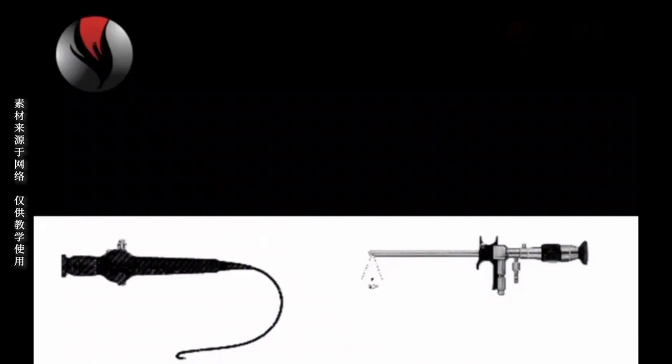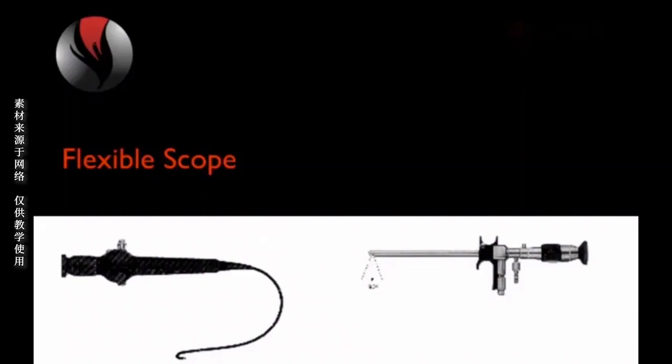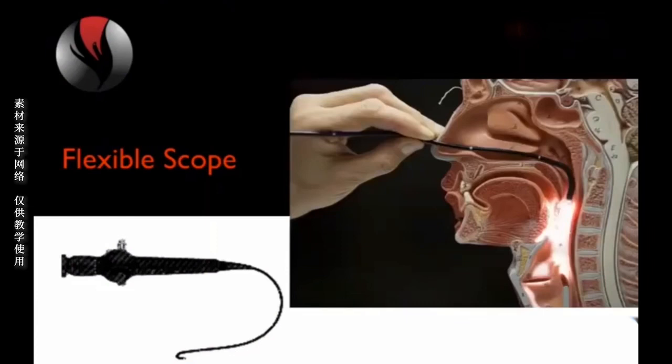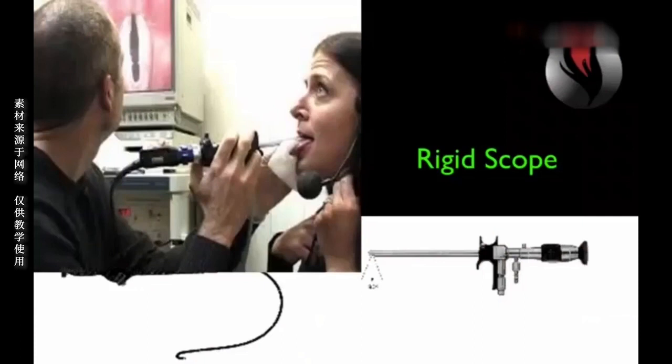It all begins with the vocal cords. Specialists look at your vocal cords with a flexible or a rigid scope. The flexible scope is a small cord with a camera at the end of it. It's inserted through the nose and extended down the throat to see the vocal cords. The rigid scope is like a large pen with a camera at the end. It's used looking into the mouth and throat. Both images look like this.